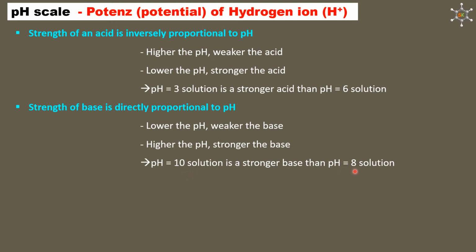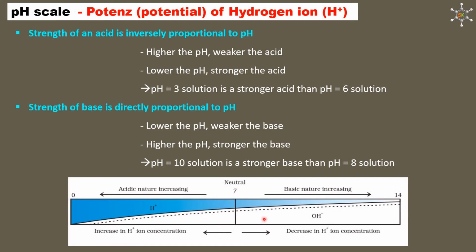The same information can be seen in this graph. We can see the presence of H plus and OH minus ions both in acidic and basic solution. But in acidic solution, we will have more H plus ions, and in basic solution, we will have more OH minus ions. And in neutral solution, the number of H plus will be equal to the number of OH minus ions.